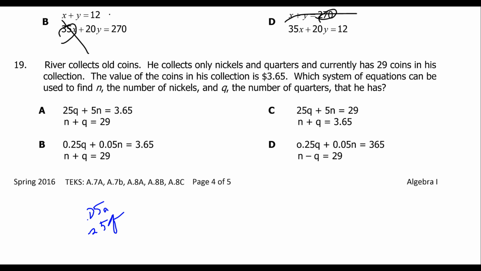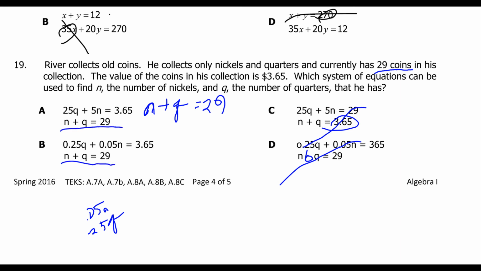Now, his 29 coins consist entirely of nickels and quarters, so we know it's going to be N plus Q equaling 29. Okay? So, N plus Q equals 29. What can we get rid of? This goes away because of that N minus Q. Everything else, what about this? 365, that can go away. So we've got N plus Q equals 29, N plus Q equals 29. Those are good.